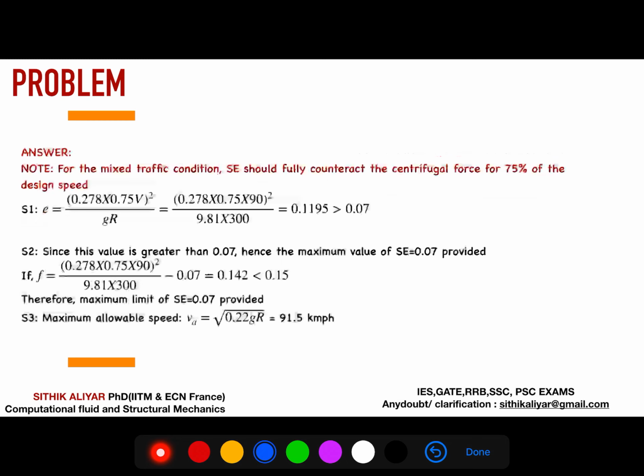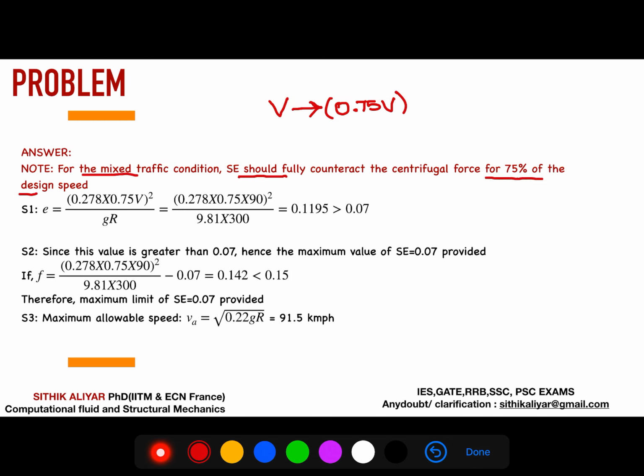First I should tell you something about the design speed. I think I have discussed in detail the Indian traffic condition. For a mixed traffic flow condition, usually we will take 75% of the design speed. So wherever V is there in the design of super elevation, whenever you are designing a super elevation, you should take the mixed traffic flow condition for step 1. For the mixed traffic flow condition, super elevation should fully counteract the centrifugal force for 75% of the design speed, as I told you.